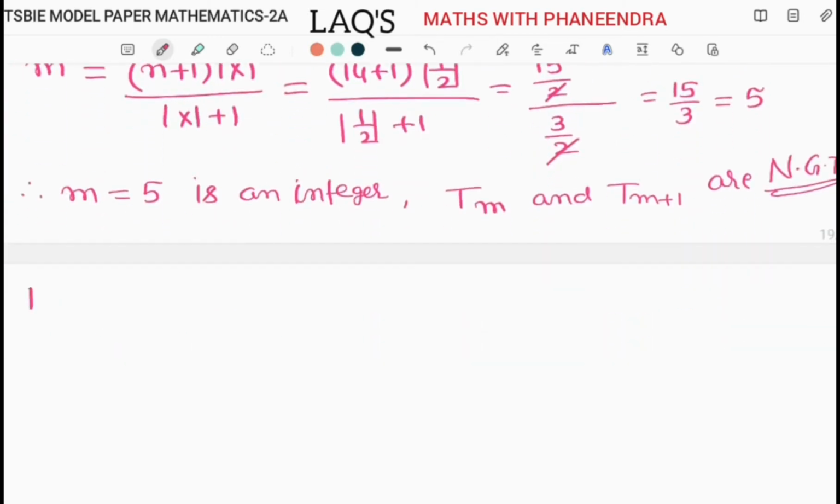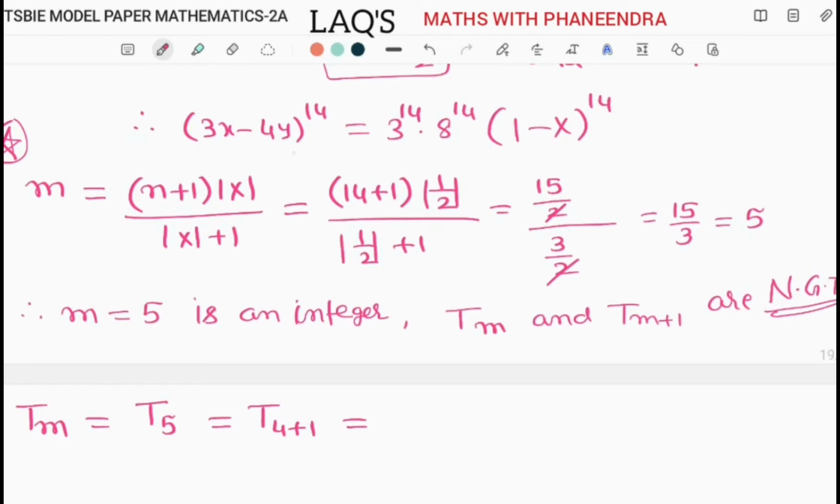So Tm, that is case 1, T5 is equal to, T5 can be written as T4 plus 1 only, no, it is in the form of Tr plus 1. So we know how to write nCr. So here the expansion, we already wrote, is (3x minus 4y) whole power 14. For T4 plus 1, this constant also is included, dear students, whenever you are writing. So before only you write that 3 power 14 into 8 power 14. Now the rest of the situation we can write nCr. n is equal to 14. r is equal to 4 in this case.